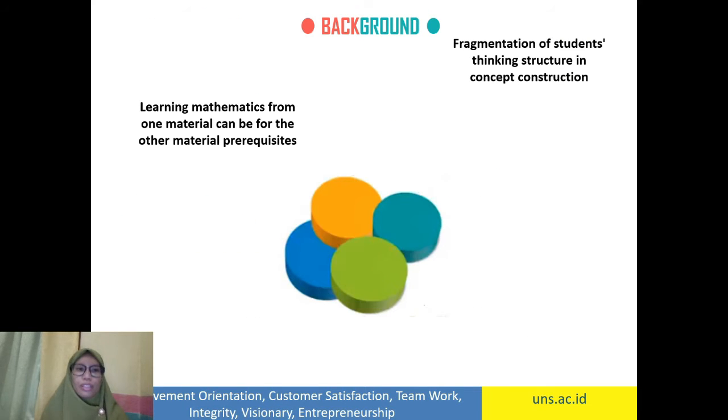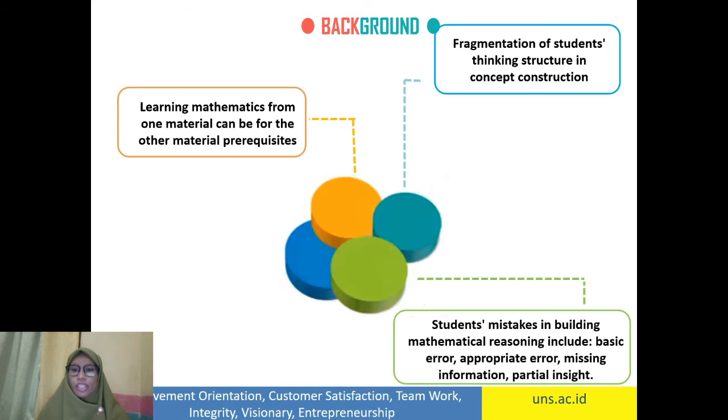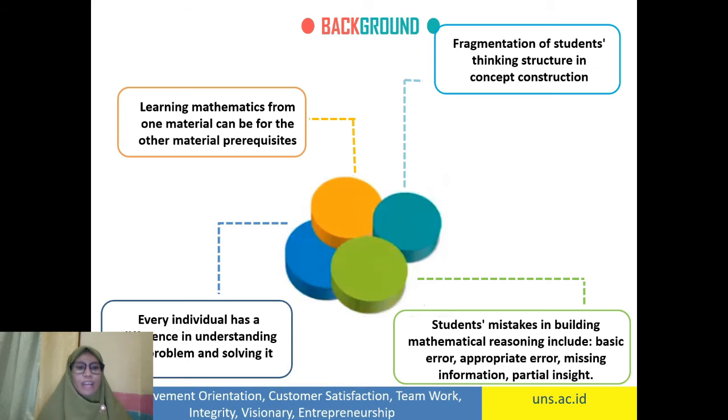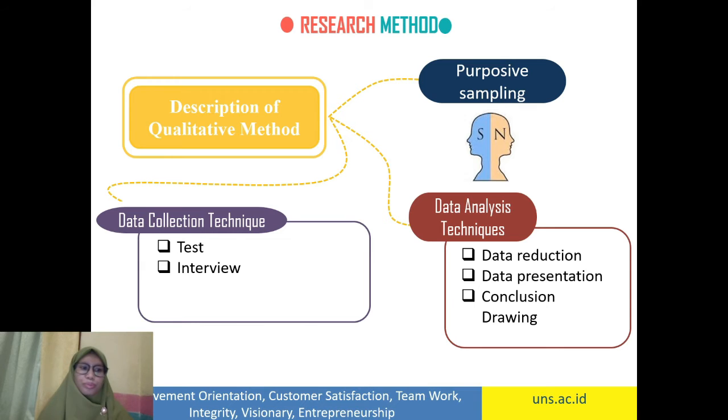My background: number one, learning mathematics from one material can be a prerequisite for another material. Fragmentation of student thinking structure in concept construction. Next, student mistakes in building mathematical relations include basic error, appreciate error, missing information, and partial insight. Next, every individual has a different understanding of the problem and the solving.